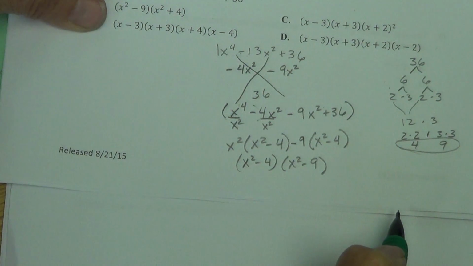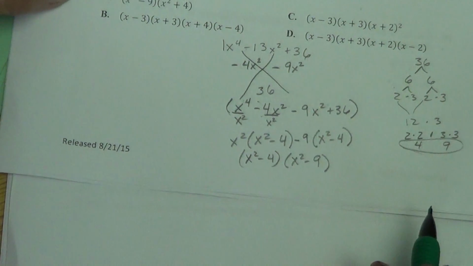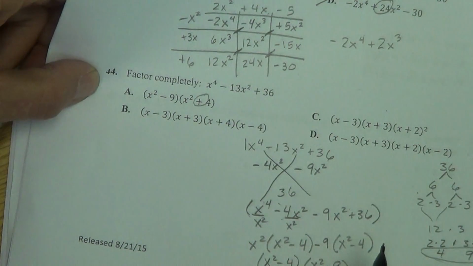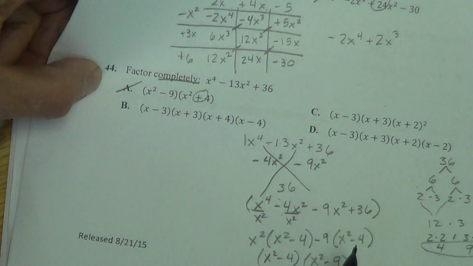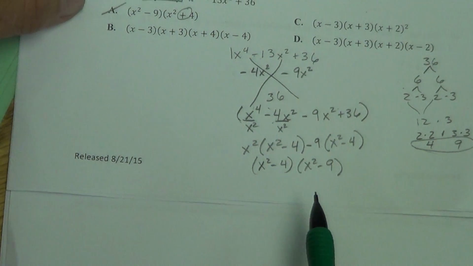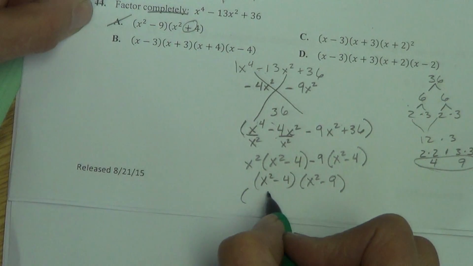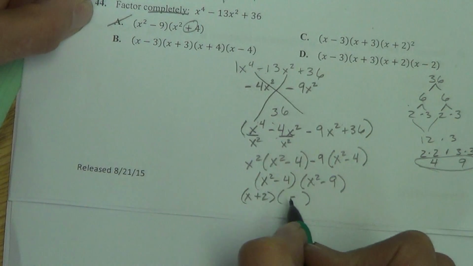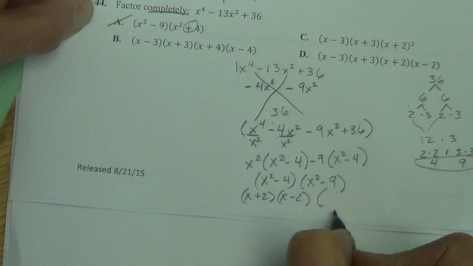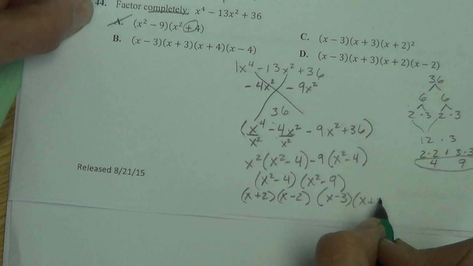Now, if you got that far, you're going to start to realize, I don't have any answers that match. Luckily, they put that one there, because otherwise you might have been more fooled. When it says factor completely, you should know these are a difference of 2 squares. You've got to go further. That's the minus plus situation. We have x plus 2, x minus 2. This one is also a difference of 2 squares, x minus 3, x plus 3.